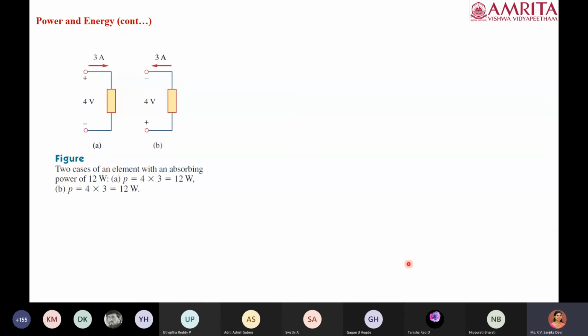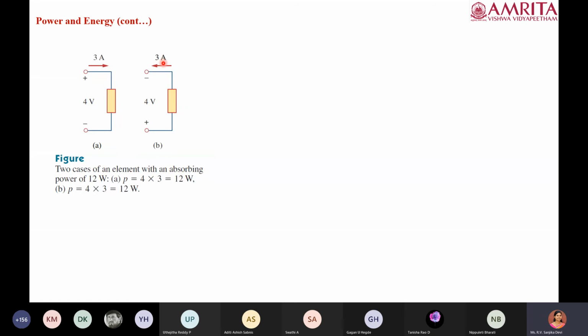Now, let us consider a few examples so that you will have a better understanding. Here we have an element with plus 4 volt across it, and you can see that a 3 ampere current is entering into the positive terminal. Based on the convention, since a 3 ampere current is entering into the positive terminal, this particular element will absorb the power. And what about the next case?